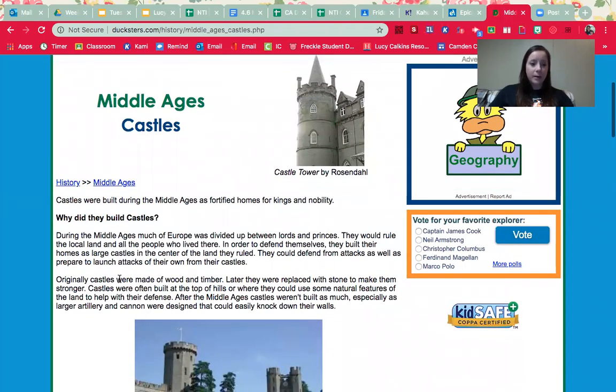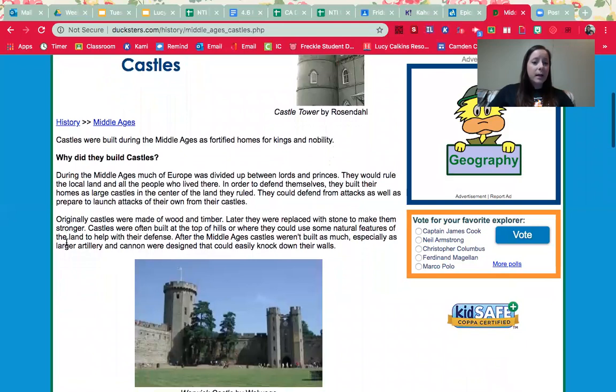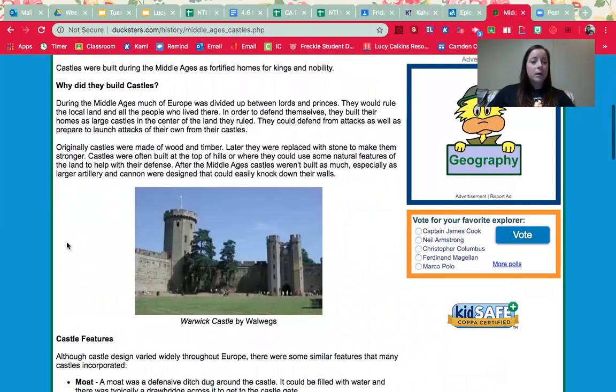Okay, so it says, castles were built during the Middle Ages as fortified homes for kings and nobility. Why did they build castles? During the Middle Ages, much of Europe was divided between lords and princes. They would rule the local land and all the people who lived there. In order to defend themselves, they built their homes as large castles in the center of the land they ruled.